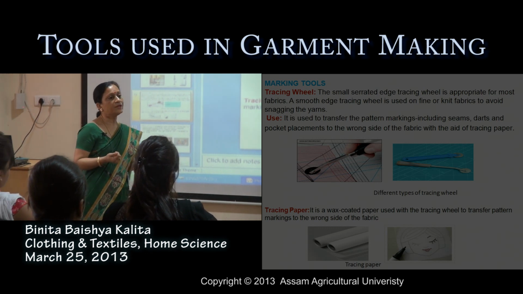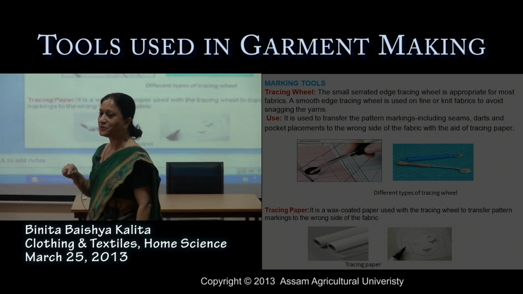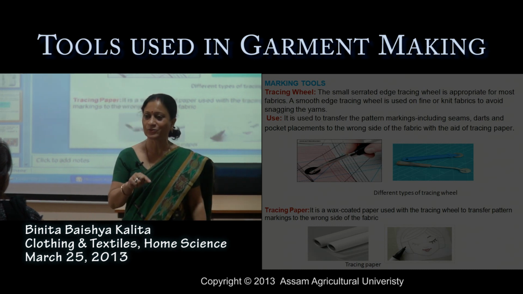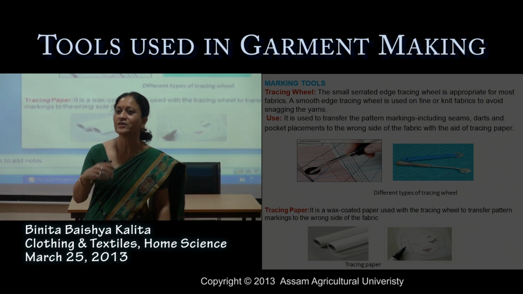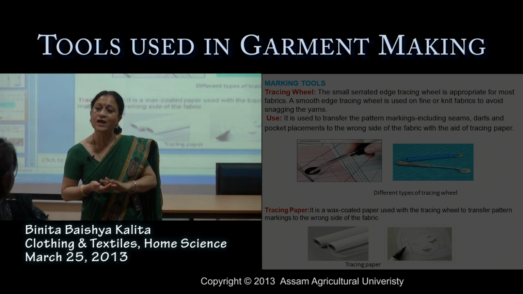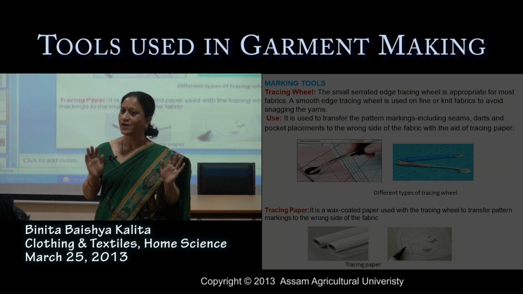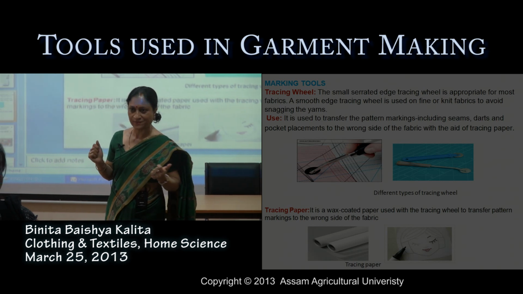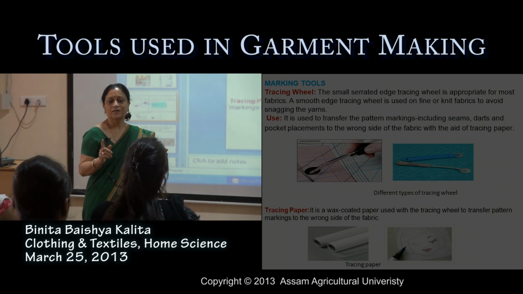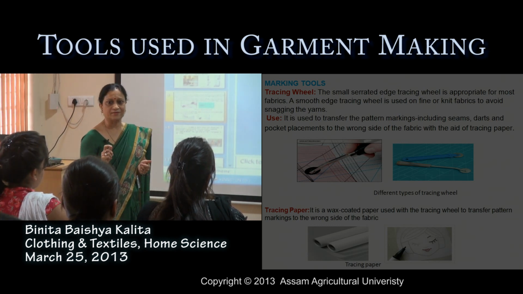So while using it for marking, you have to give pressure and you have to scroll it. Is it not? Then only you will get the marking. And this tracing wheel is used along with the dressmaker carbon paper. Otherwise you won't get the marking on your material. Along with that, you have to use the dressmaker carbon paper to get the marking on the fabric.